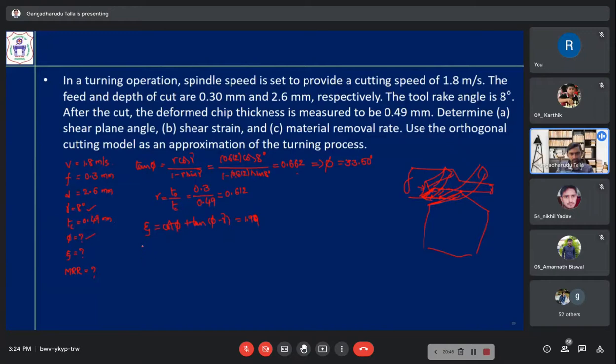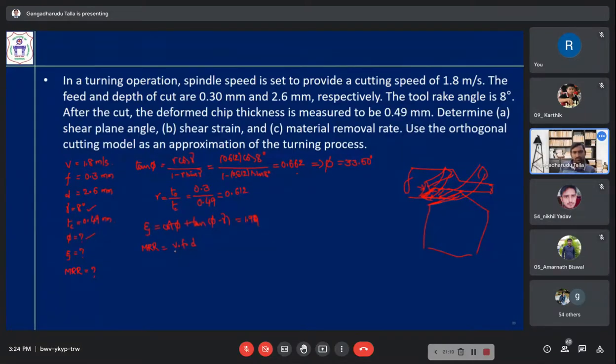Then what is MRR? What is MRR by definition? Volume of metal removed per unit time. Yes. So how will you get the volume of the material? Of course, I have already shown you this formula directly. It is nothing but VFD. That's it.